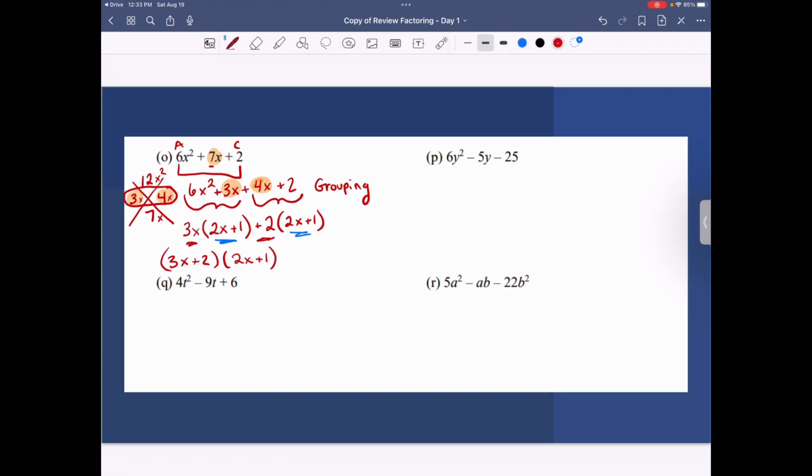Let's look at Q. I don't think Q is factorable, because if I multiply 4 and 6, I get 24. And I can't think of anything that would multiply to give me 24 that would add up to -9. Because both factors would have to be negative for that to work. So this is not factorable. If I'm wrong, let me know. But let's pause the video and do P and R.